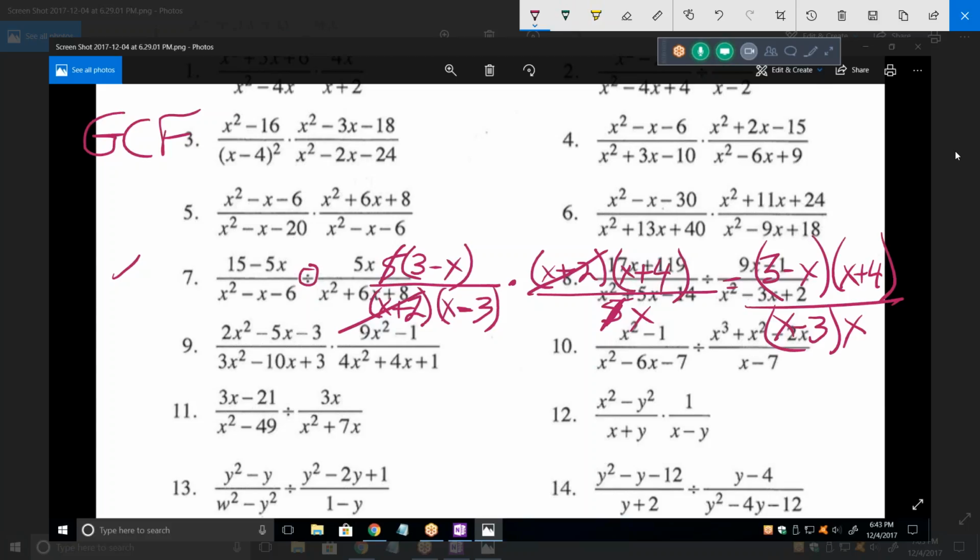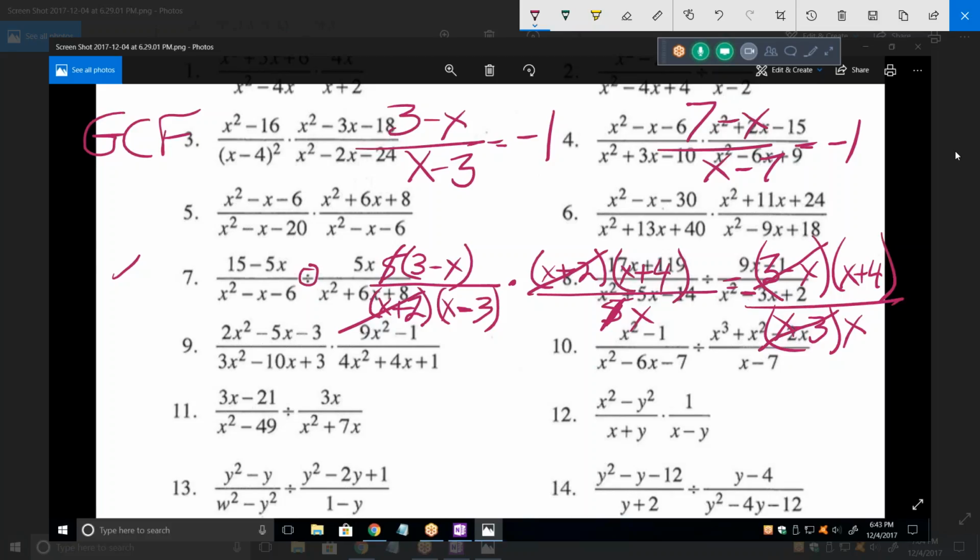But this is the first time we've seen that. This 3 minus x over x minus 3 is negative 1, no matter what the numbers are. 7 minus x over x minus 7 is negative 1. So I actually can do something with this 3 minus x over x minus 3. I can cancel them, but I have to leave behind a negative sign. So then it's x plus 4 over negative x.